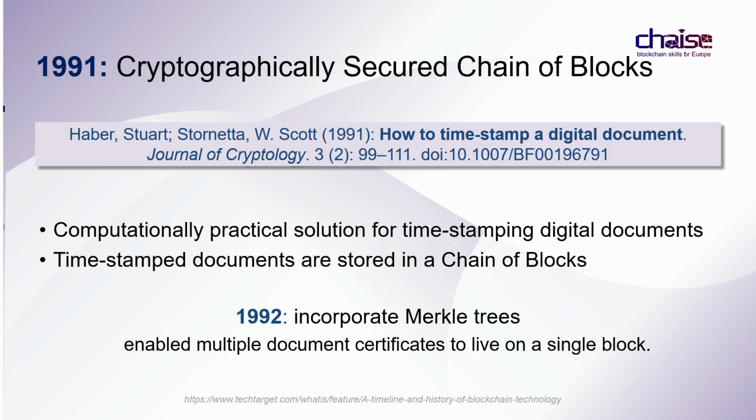In 1991, Stuart Haber and Scott Stornetta published an article about timestamping digital documents. The article proposed a solution for preventing users from backdating or forward dating electronic documents. The goal was to maintain complete privacy of the document itself, without requiring record keeping by the timestamping service. In 1992, Haber and Stornetta updated the design to incorporate Merkle trees, which enabled multi-document certificates to live on a single block.